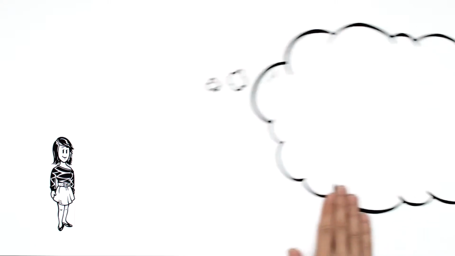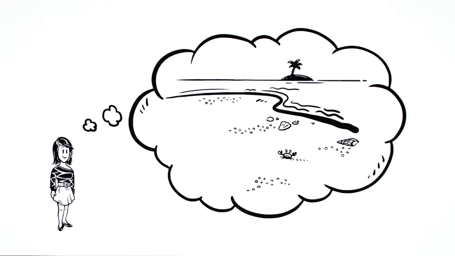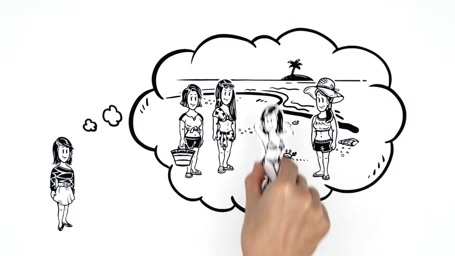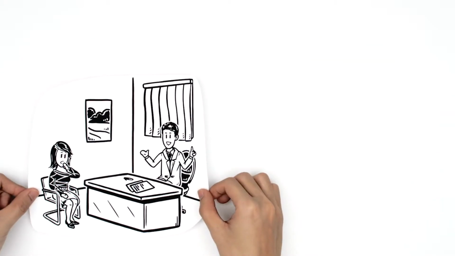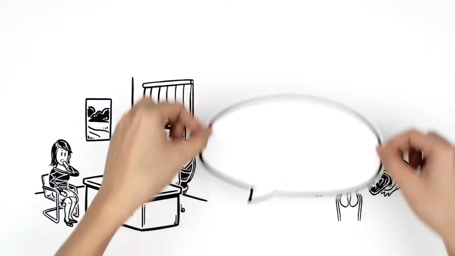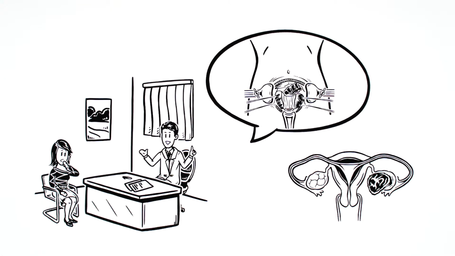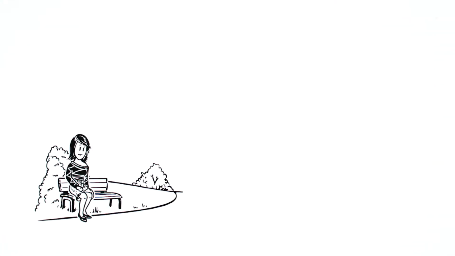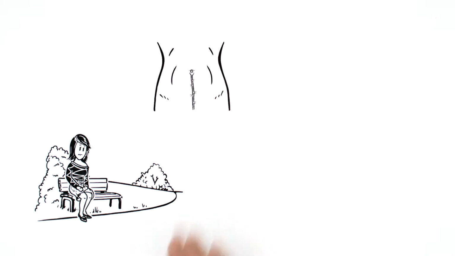Meet Kate. She's looking forward to her beach vacation in the Maldives, where she can show off her new bikini. However, during a routine medical checkup, she finds out that she has a large cyst in her ovary and needs to undergo open surgery to remove it. Kate is upset. She doesn't want a huge scar on her tummy.